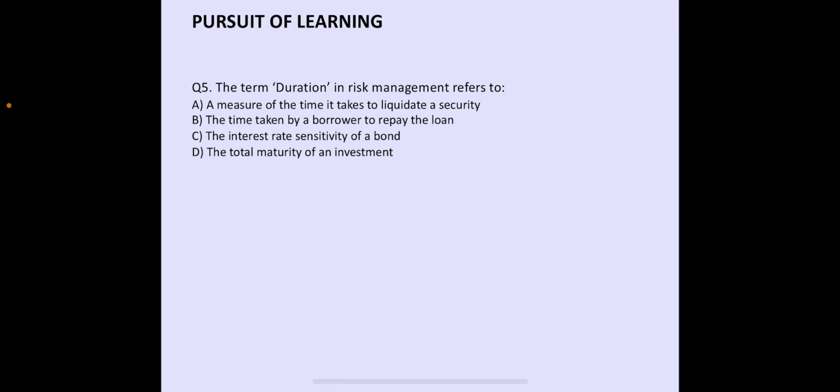Next question is, the term duration in risk management refers to a measure of the time it takes to liquidate a security, the time taken by a borrower to repay the loan, the interest rate sensitivity of a bond, or the total maturity of an investment. The correct answer is option C, the interest rate sensitivity of a bond.